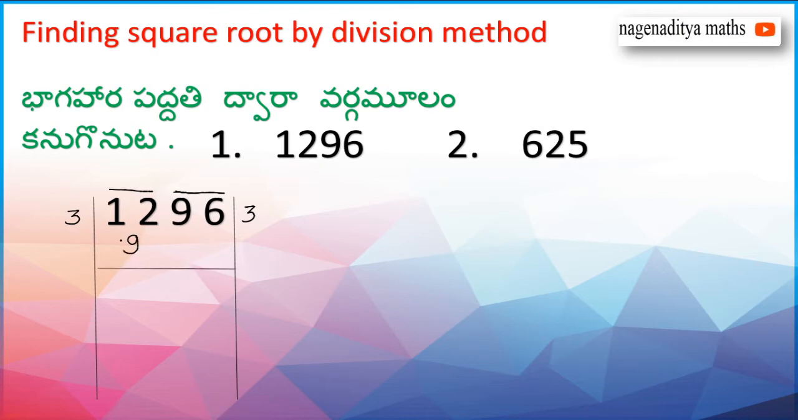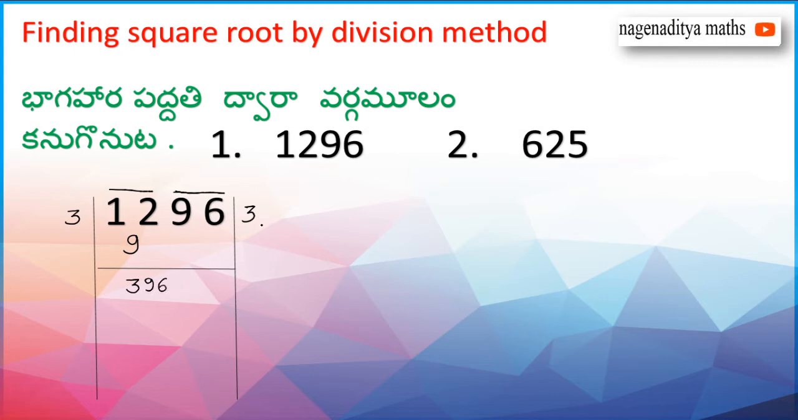Okay, next draw a line. We subtract 9 from 12 and get 3, and we bring down these two numbers, that means 96, not a single digit. That is why we put this bar over the 9 and 6. So we bring down these two numbers, that is why we write 96 here. The total number is 396.